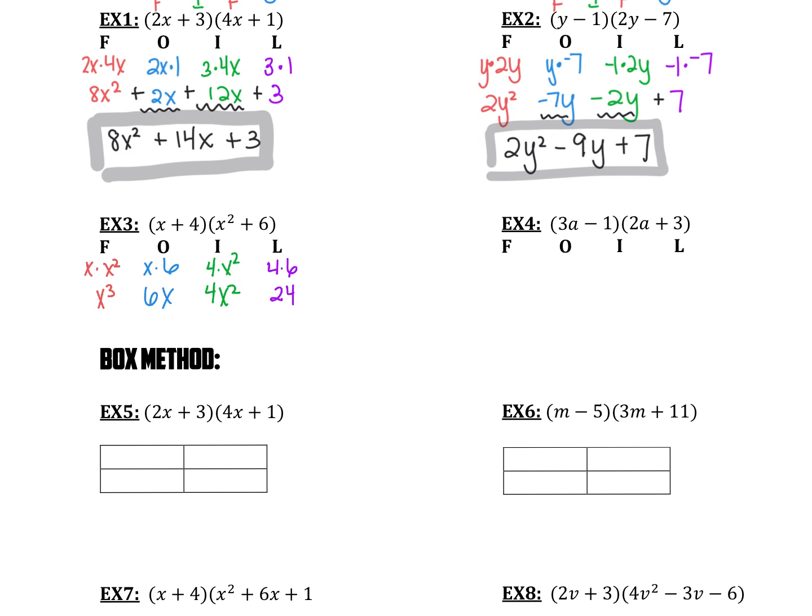Now, in this particular problem, I happen to have no like terms. But what I notice is this is not written in standard order or standard form. In order to be in standard form, I need to rewrite this as x cubed plus 4x squared plus 6x plus 24. So now I've FOILed it, I've multiplied it, and it's written in standard form.